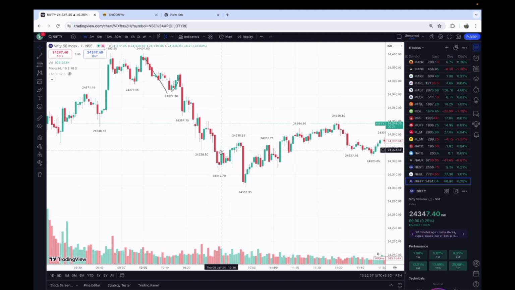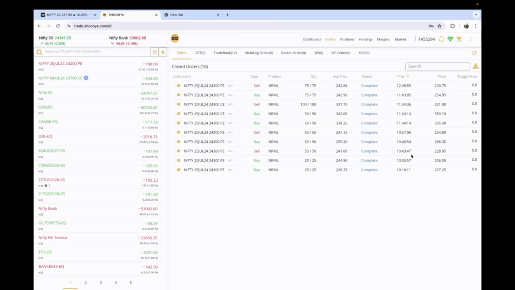I kept my stop loss at the high of the 10:36 candle, and the stop loss was hit around 10:40, 10:41 around that time. So that is where I exited my 50 quantities.